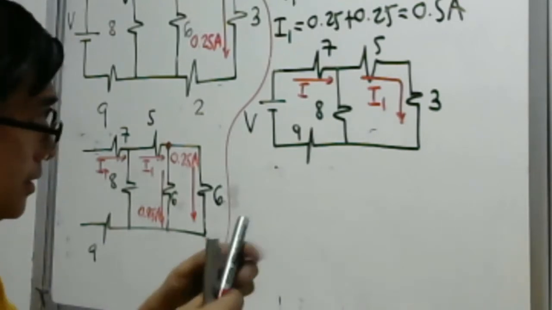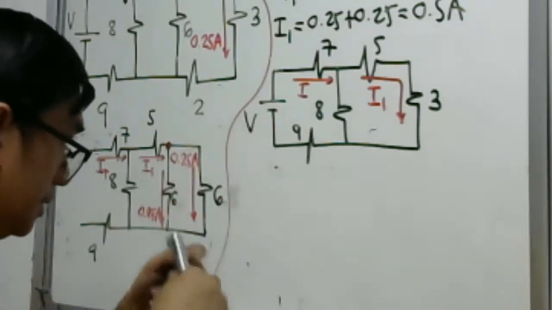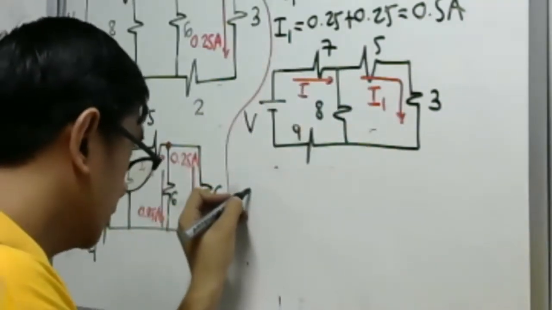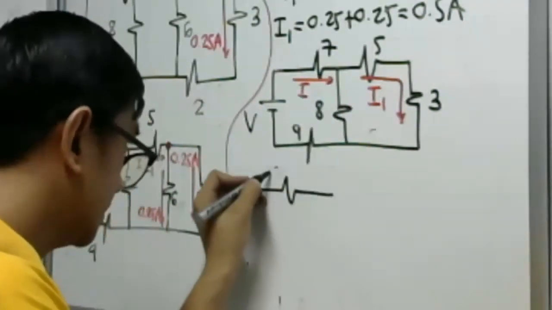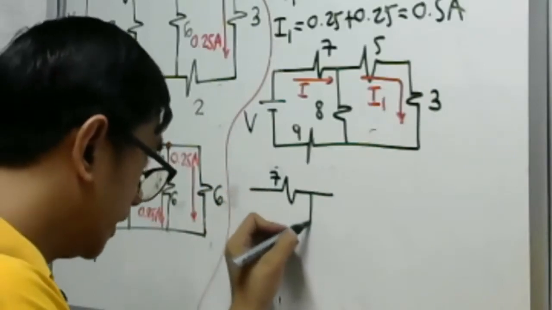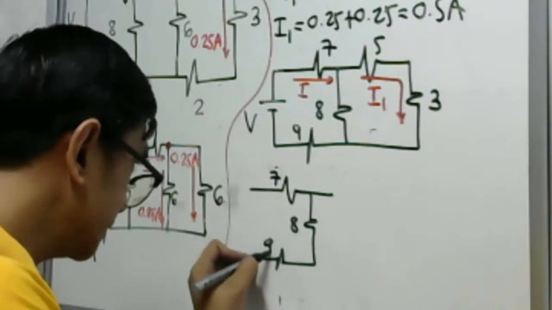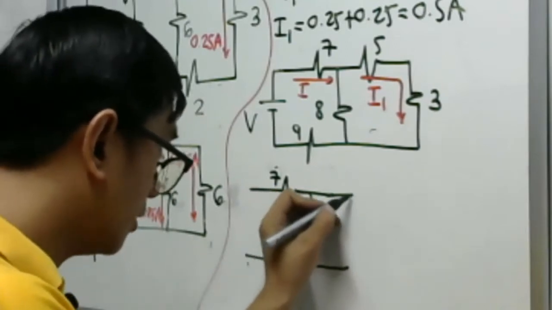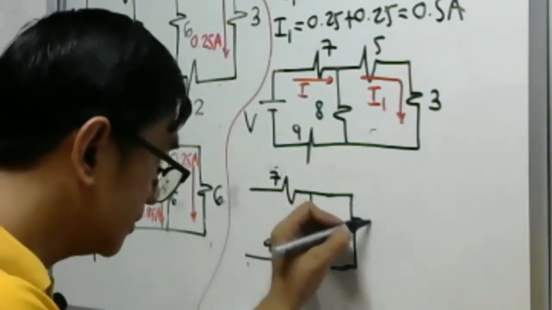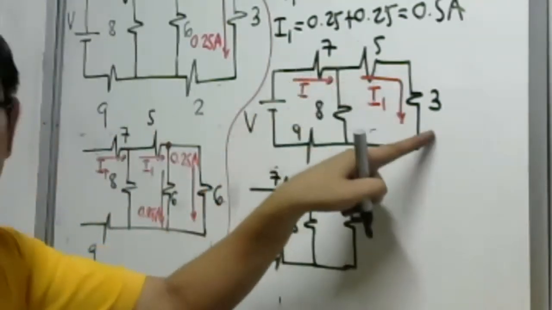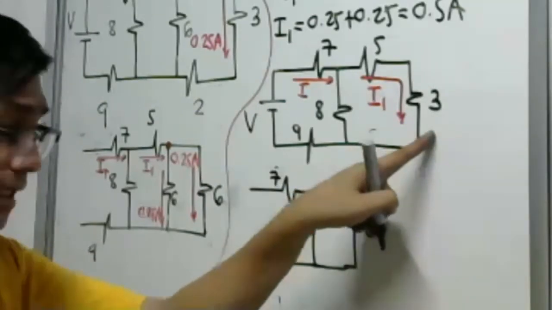Okay. Take a look here. We'll be having here 5 plus 3, so that is 8. Okay, so we have here our 7, our 8 ohms, then our 9 ohms, and then another 8 ohms. Who is this 8 ohms? That is the combination of the 5 and 3, because they are just connected in series, right?